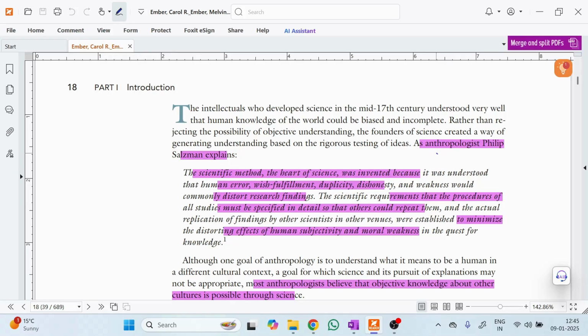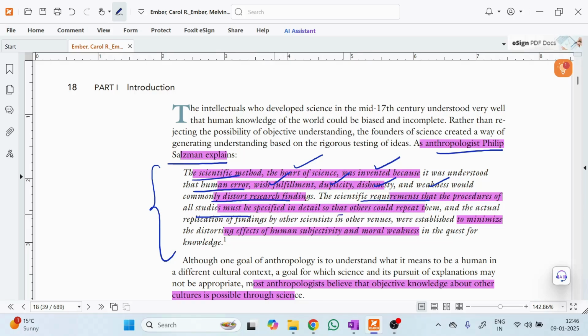This answer has been provided by one anthropologist by the name Philip Salzman, and he explains that scientific methods are the heart of science, and they are invented because human error, which can take the form of wish fulfillment, duplicity, dishonesty, and moral weakness, can commonly distort research findings. And it is a scientific requirement that those scientific procedures must be specified in detail so that they could be repeated. And this repetition can be for two reasons.